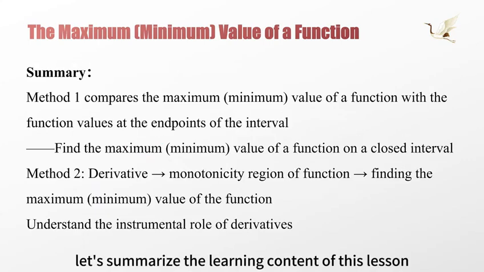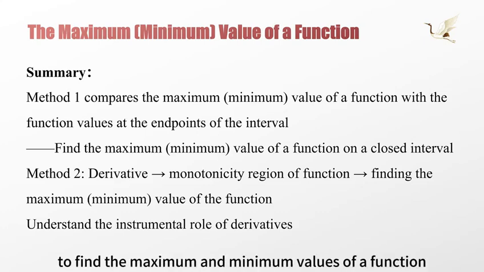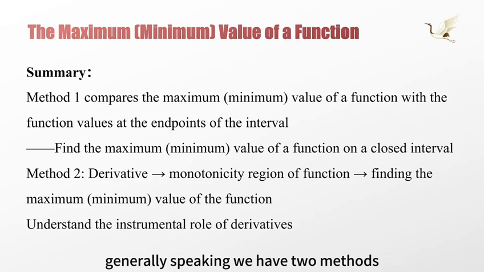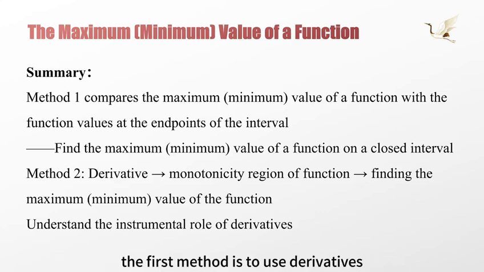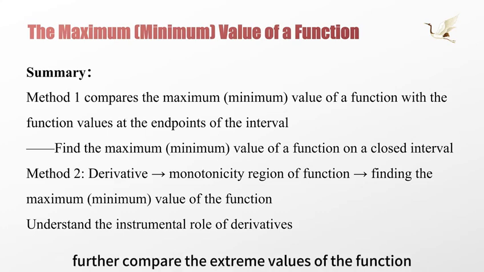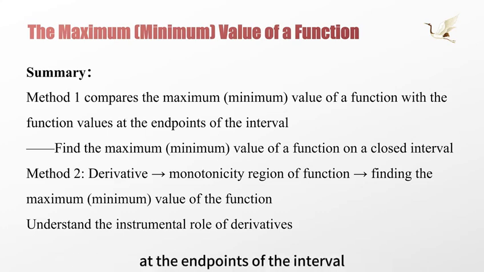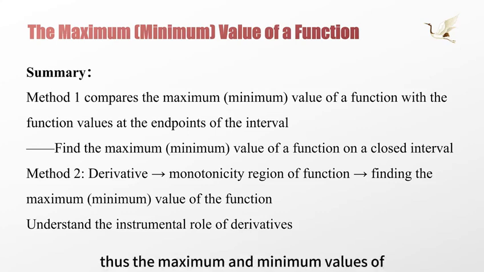Next, let's summarize the learning content of this lesson. We learned how to use derivatives to find the maximum and minimum values of a function. Generally speaking, we have two methods. The first method is to use derivatives to find the extremum of a function. Further, compare the extreme values of the function with the function values at the endpoints of the interval. Thus, the maximum and minimum values of the function can be determined.